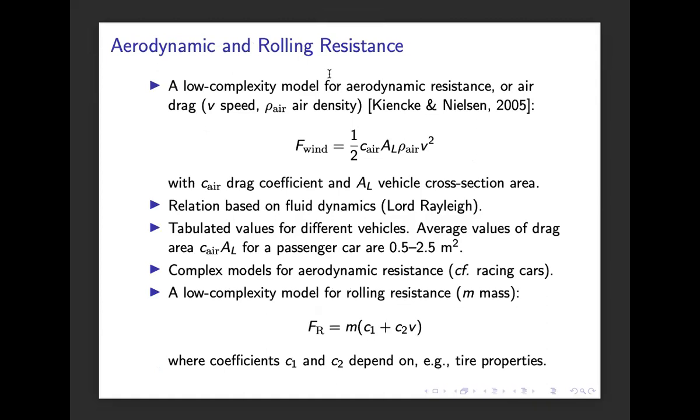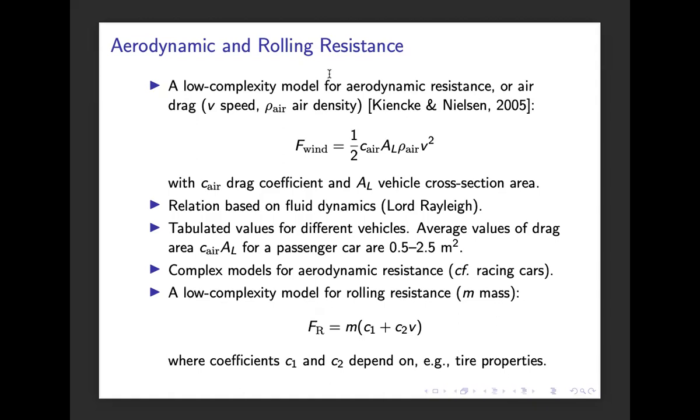And then there is the area of aerodynamic and rolling resistance, which often is very important when simulating a vehicle model. A low complexity model for aerodynamic resistance, often called air drag, is given by this expression here. The force that, so to say, opposes the vehicle motion because of the wind or air in general is given by a drag coefficient, the vehicle cross-sectional area, the air density and the squared velocity. So this is a force that increases with velocity as a square.